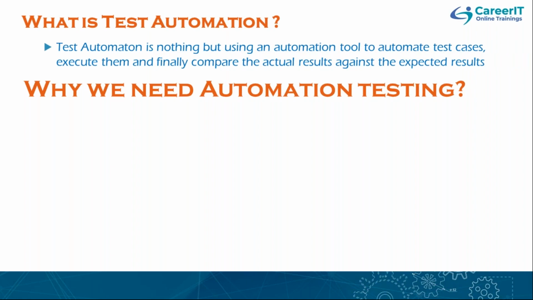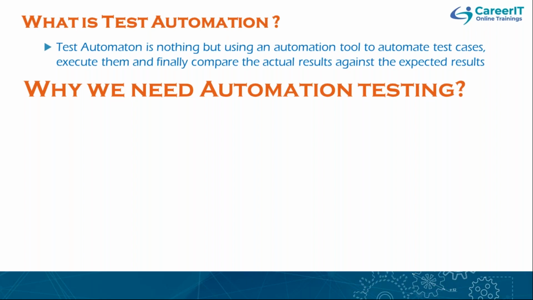So what is test automation basically? Let me put it in very simple words. In test automation, we use a particular automation tool available in the market. By using that, we automate the test cases, execute them, and finally compare the results. There are two results: one is the expected result, the other is the actual result. Expected results are the results which we already set. Actual result is the result which we get while executing the test case.